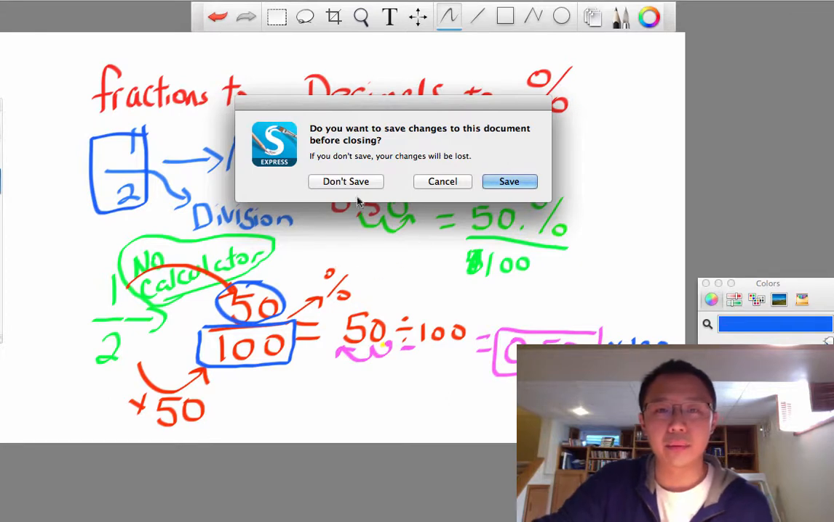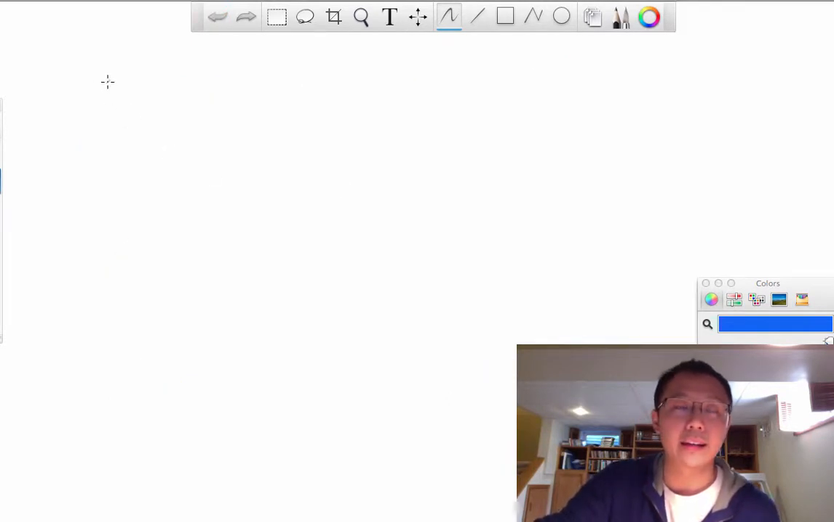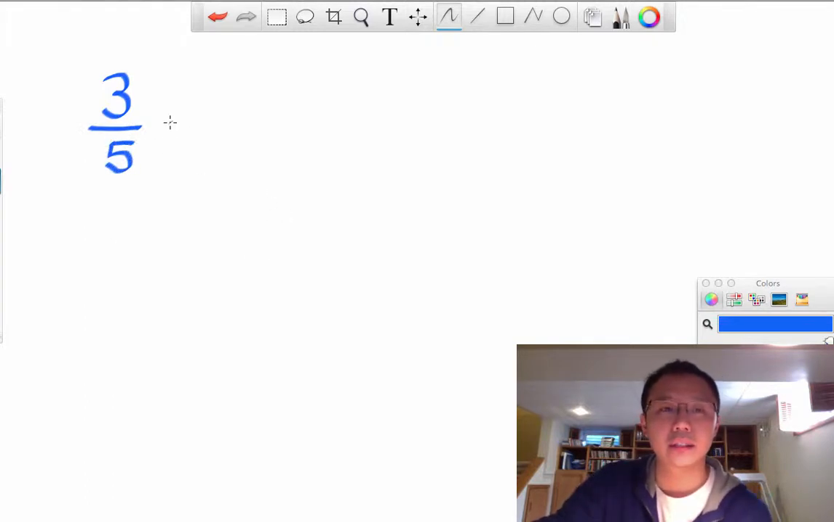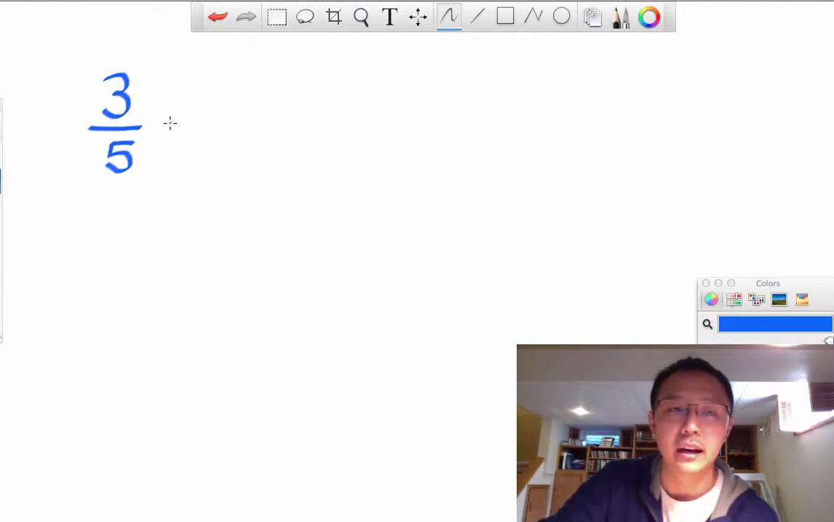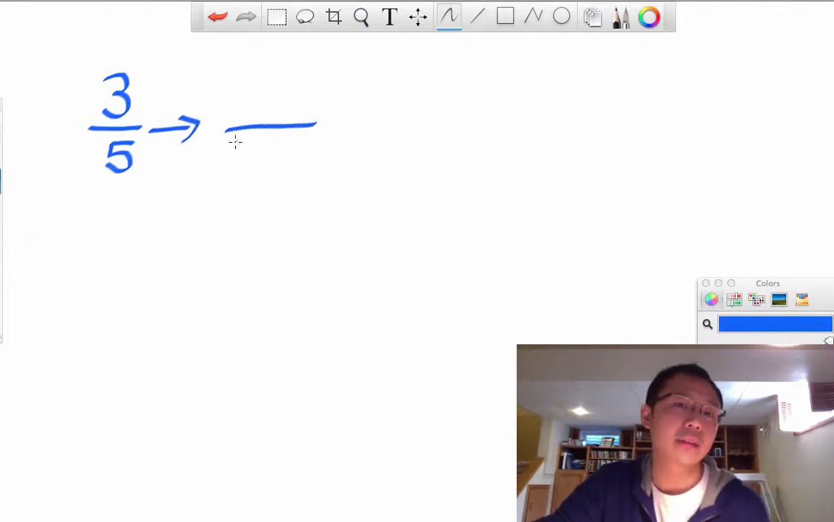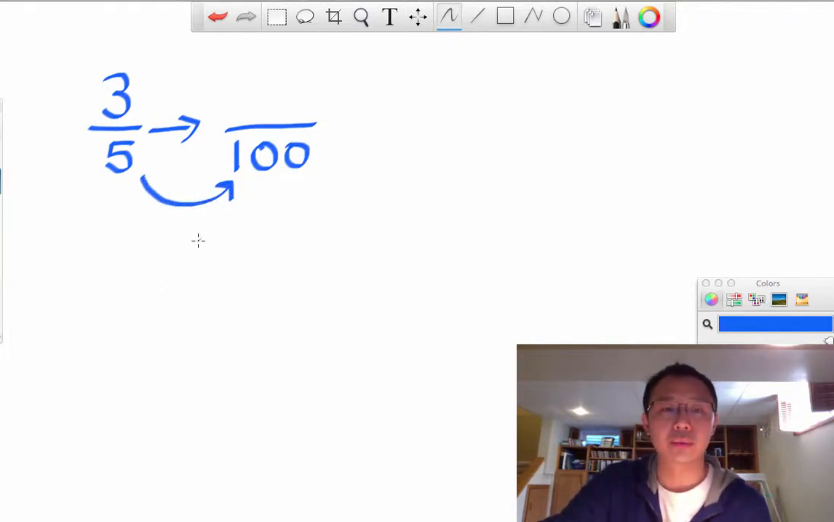Let's try another example. If we were to use a number like 3 out of 5, how do we change this into a percentage? Because with 3 out of 5, you can't really figure out what the percentage is. So without using a calculator, I need to make this out of 100. So how many times does 5 go into 100? If we were to divide this, I believe the answer is 20.